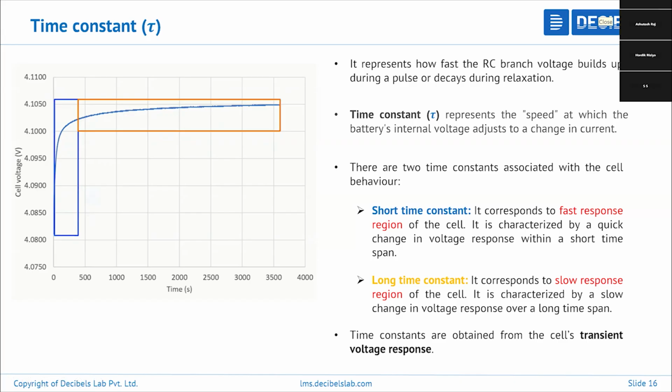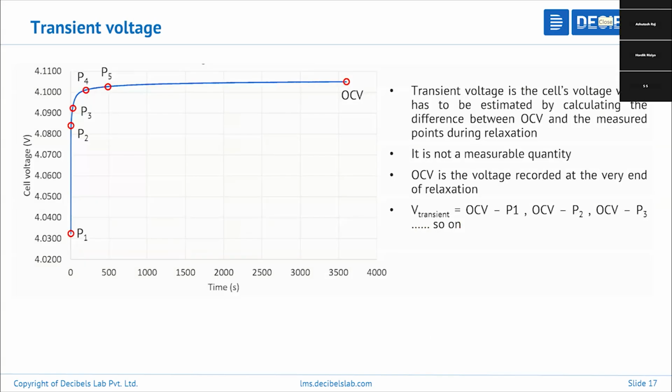Again, how do you get those time constants? Time constants are obtained from your cell transient voltage response. So what is the transient voltage response, and how do we get the transient voltage? Suppose at the end of your voltage, you get some OCB value. Then you subtract that OCB voltage from each and every point, like P1, P2, P3. During the relaxation mode you have the whole voltage curve, and you subtract each value from the final value. Then you get your transient voltage.